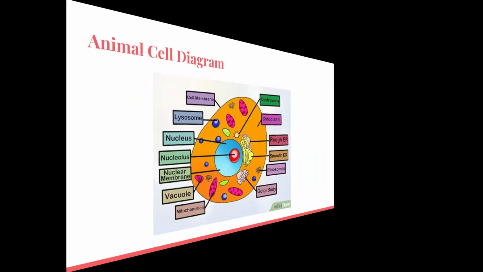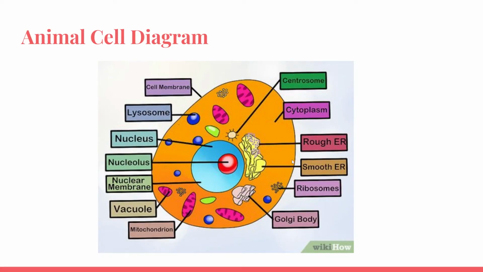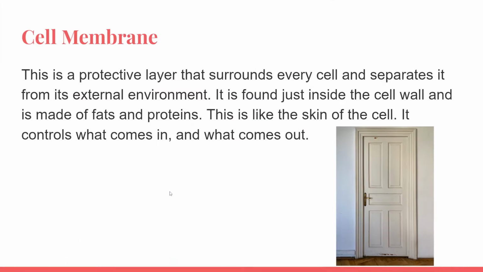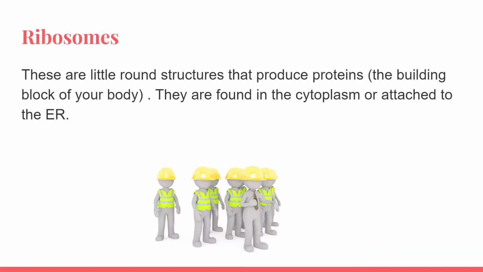Ribosomes, we'll go back to the diagram. You'll see ribosomes are these little dots somewhat scattered around. And ribosomes are just the workers of the factory. They're little round structures and they produce proteins. Proteins are made up of amino acids and they're the building block of your body. Similar to cells, but they're on a much smaller scale.